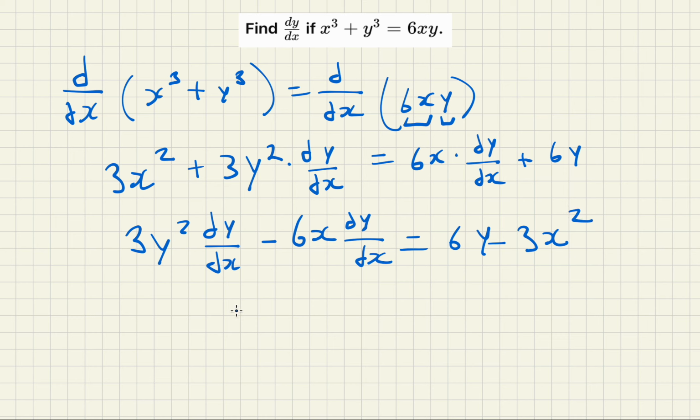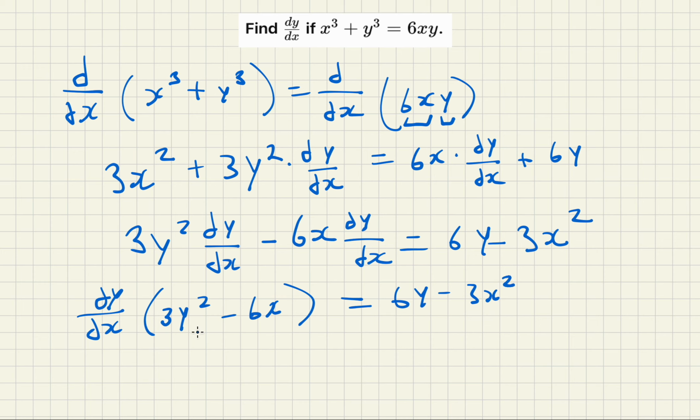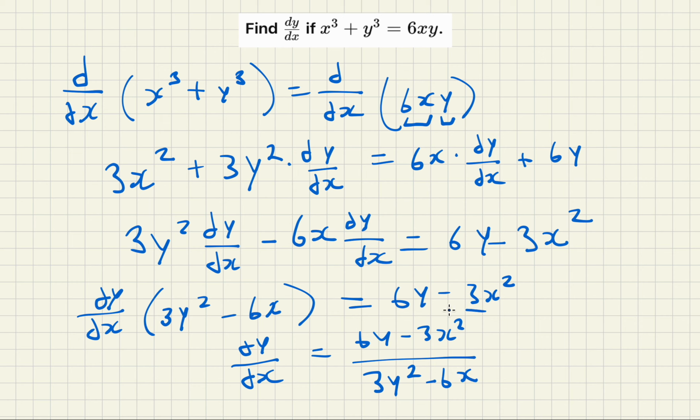And so now we can factor out dy over dx. 3y squared minus 6x equals 6y minus 3x squared. dy over dx is equal to 6y minus 3x squared over 3y squared minus 6x, dividing both sides by 3y squared minus 6x, gives us this equation as our answer.